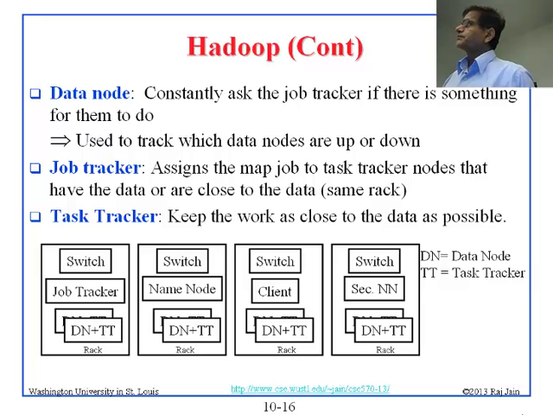You have switches, you have job tracker, name node, secondary name node, and then there is a client node. I am not sure what the client does. Probably it takes the results at the end. I am not sure at this time. So anyway, everything else is clear, right?